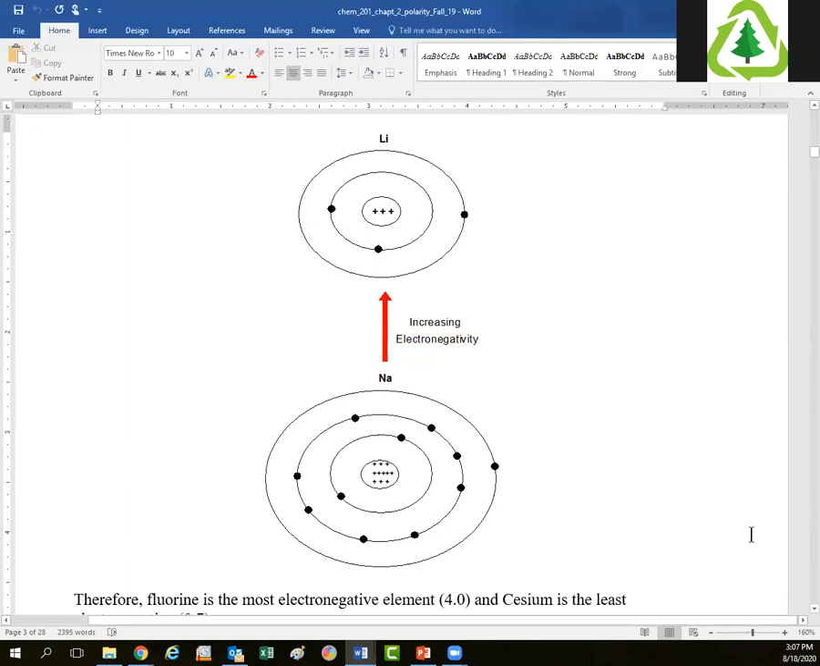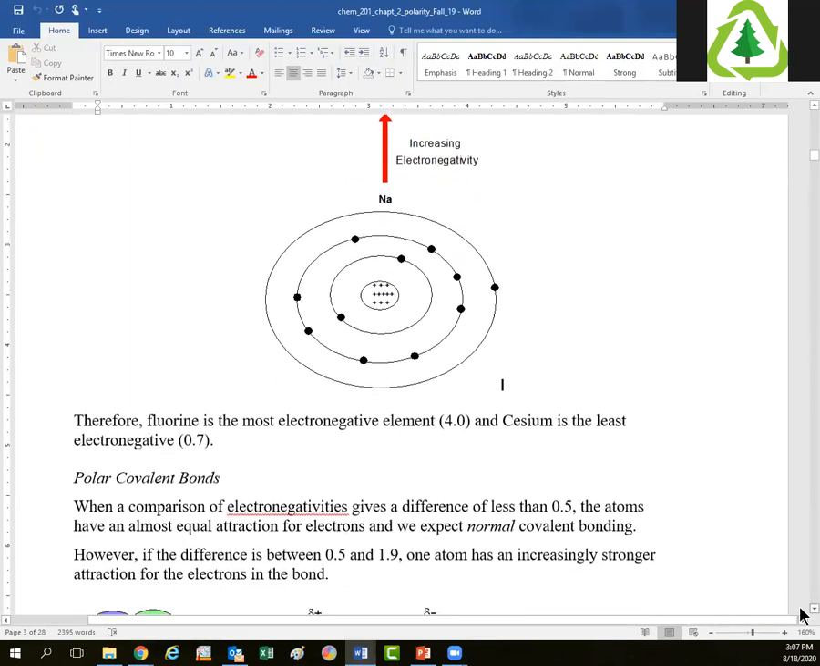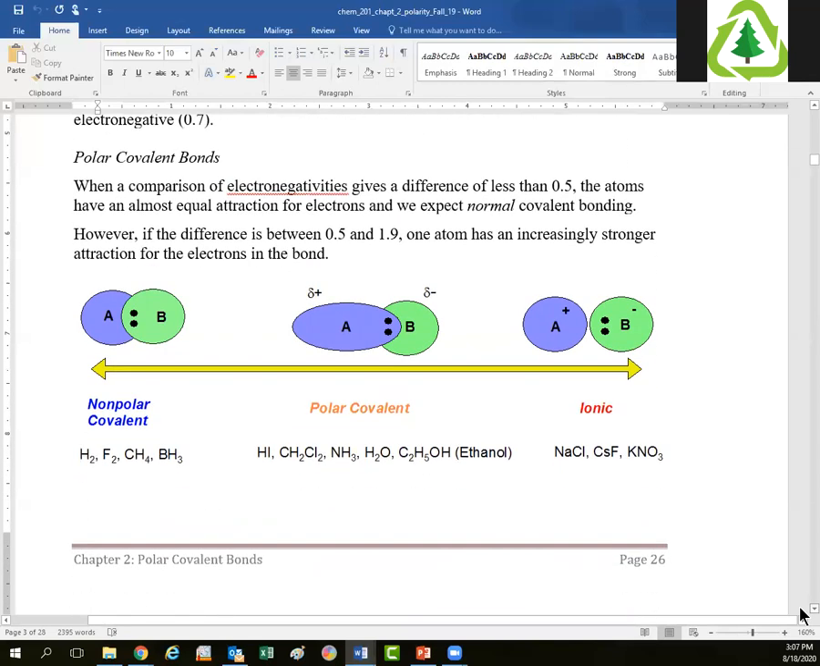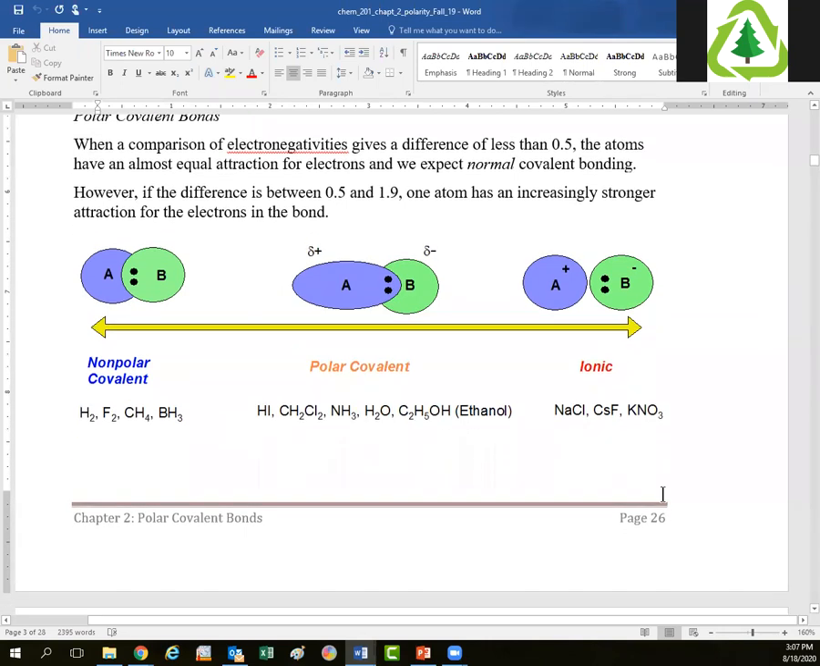And so those two things together mean that the non-metals in the periodic table have the greater electronegativity values, and the metals to the left and towards the bottom of the table have the smaller electronegativity values. As a basic rule of thumb for a bond being polar, we are looking for a difference in electronegativity between and including 0.5 up to 1.9. If the difference is less than 0.5, then the bond is considered to be non-polar.